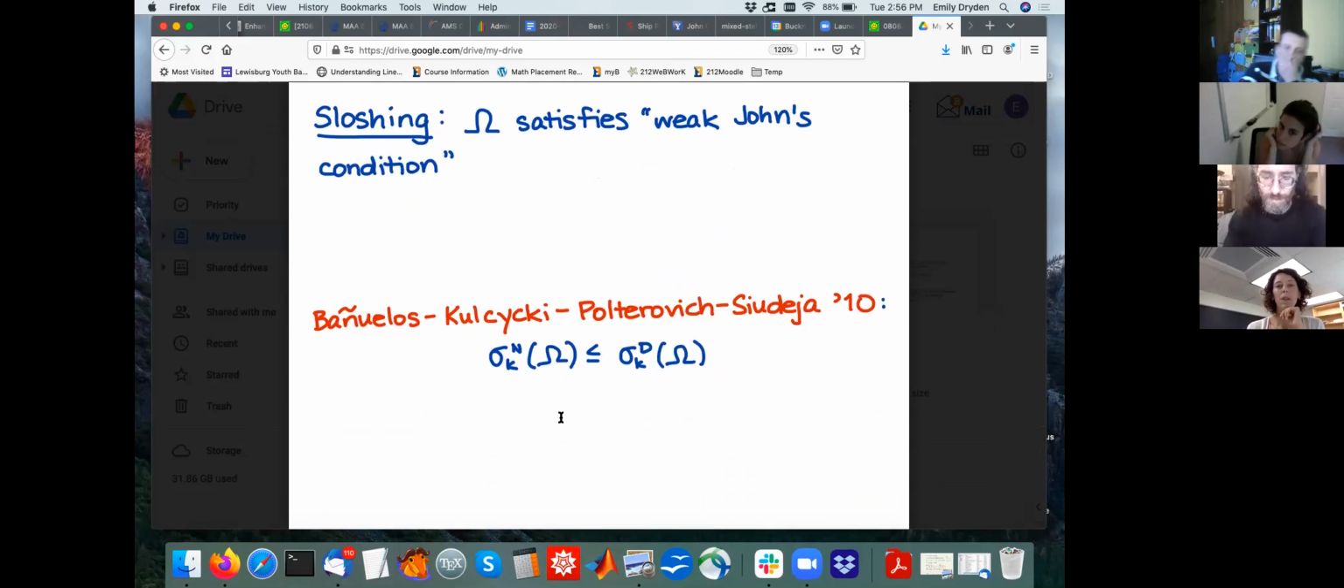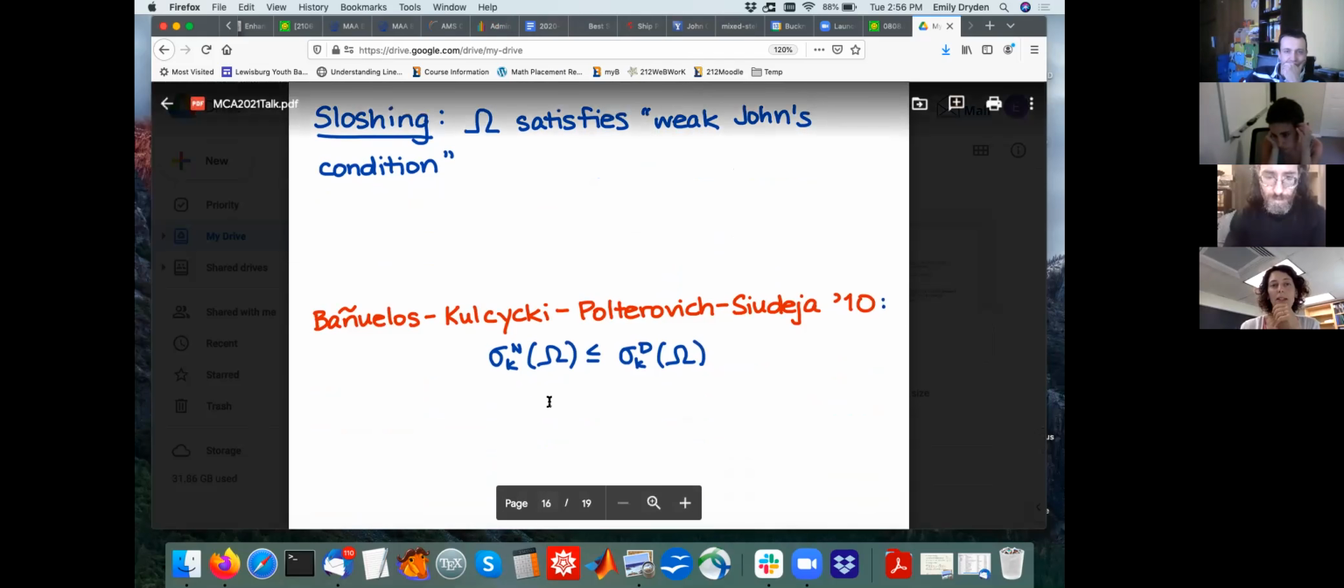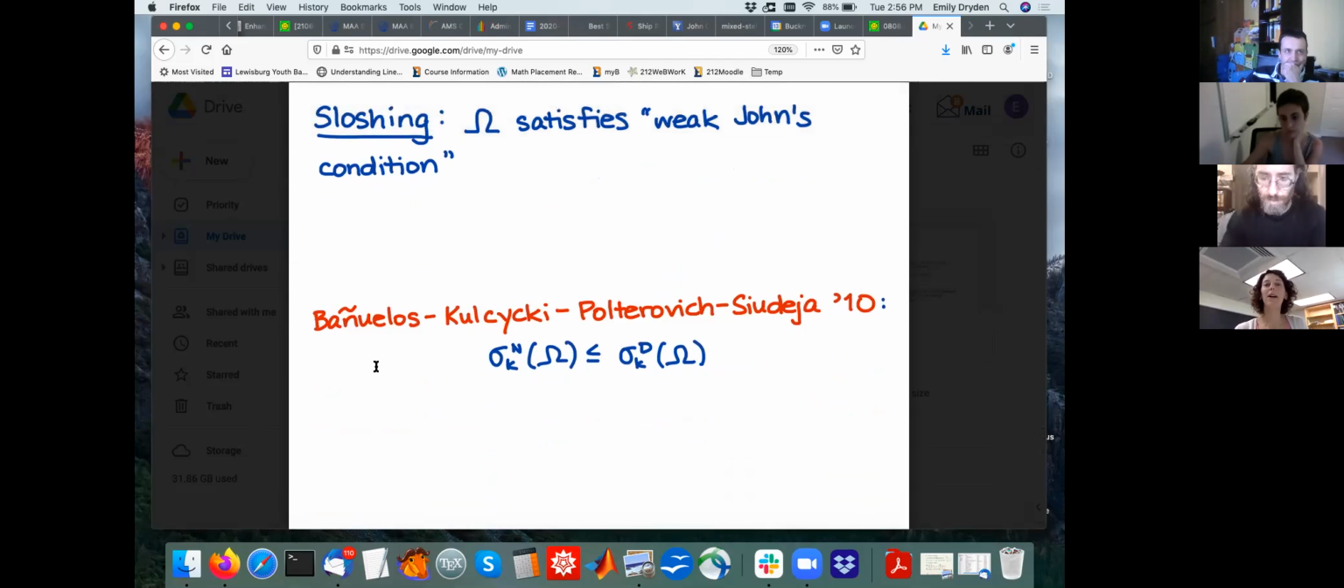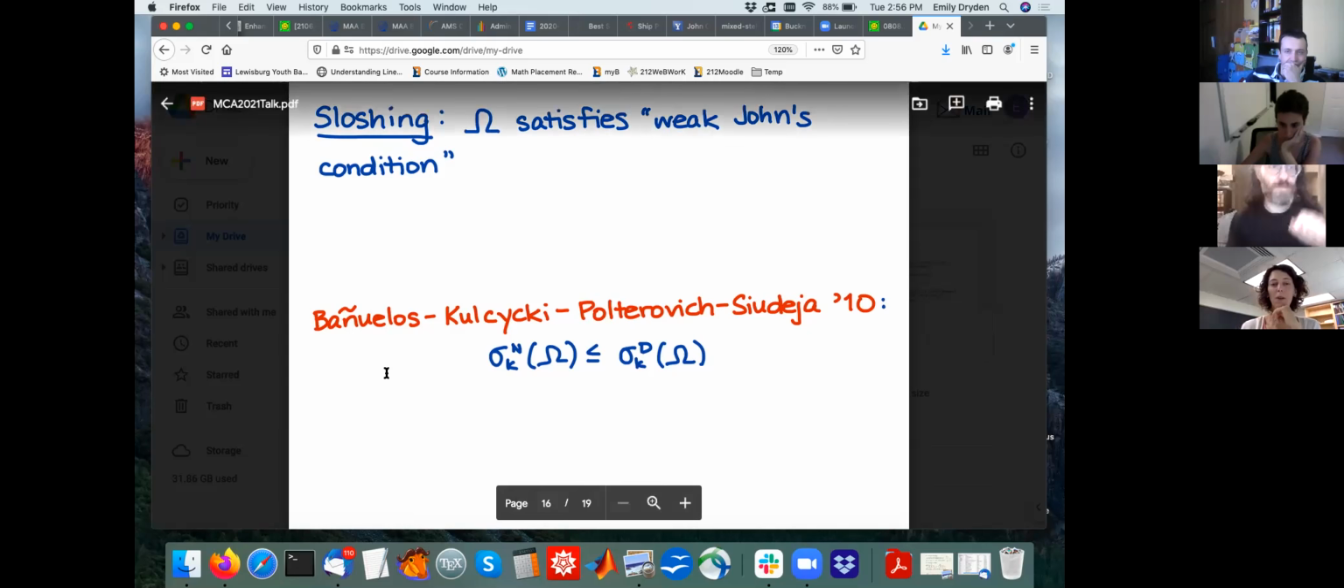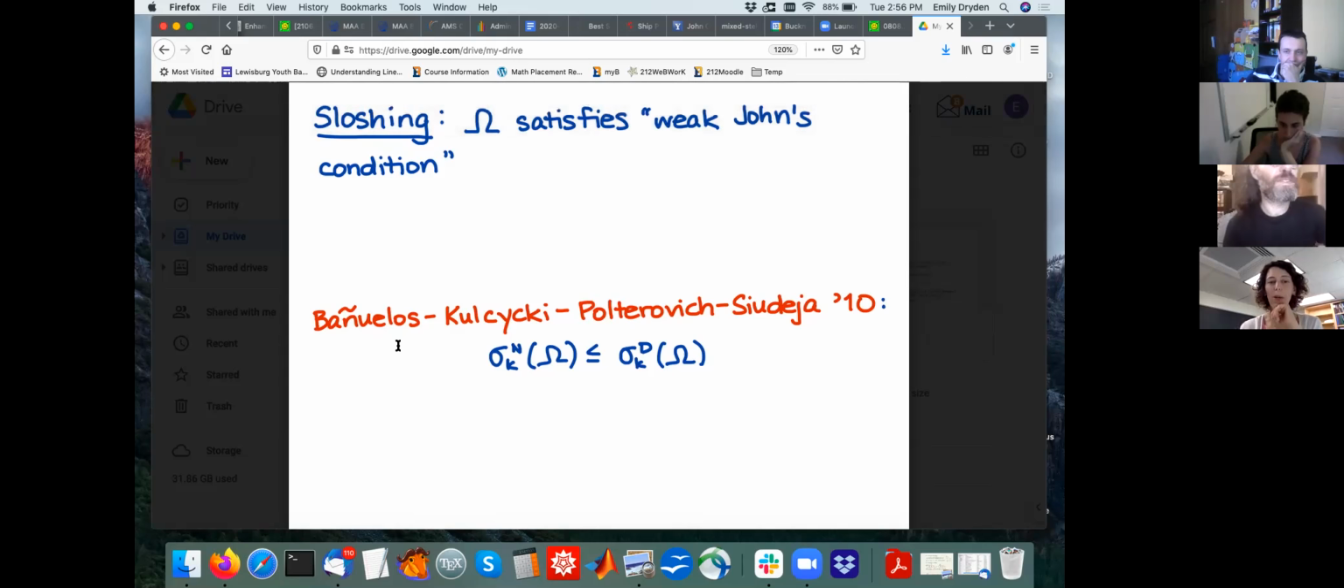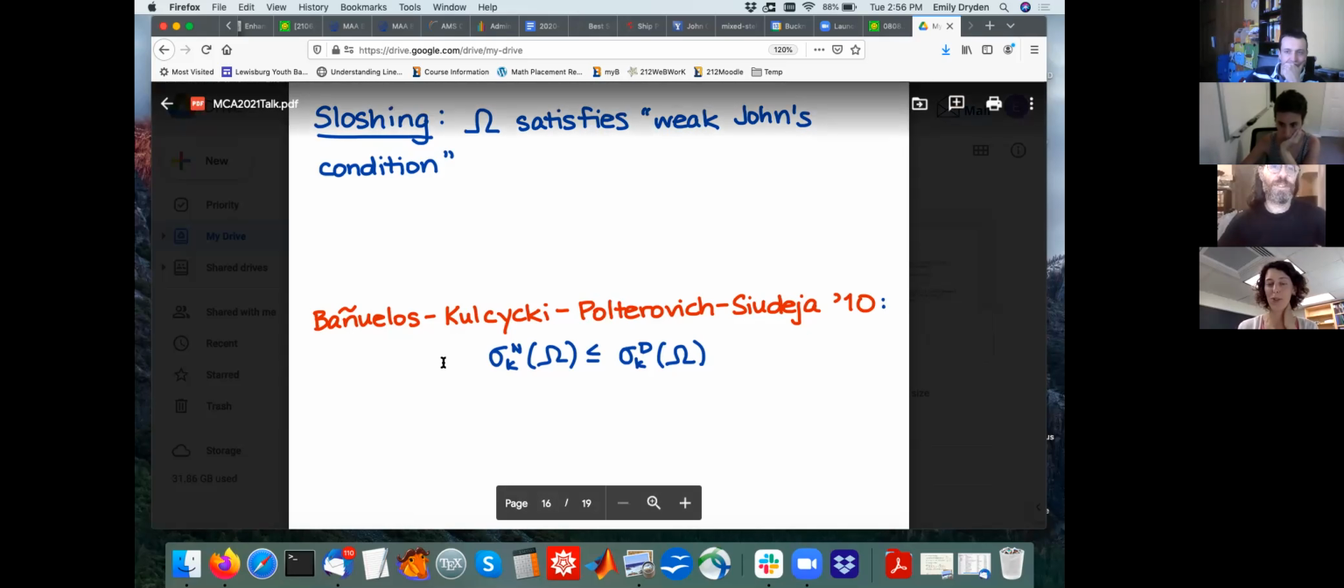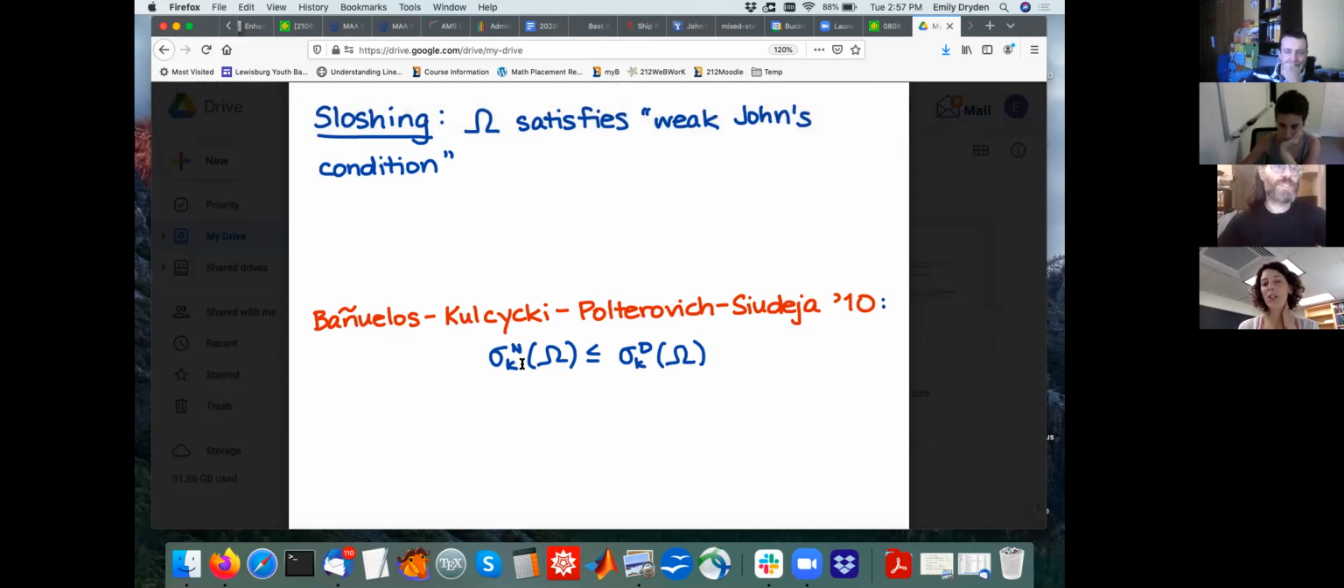Okay, so I mentioned how Steklov-Neumann is really the same as what we can think of as a sloshing problem. And in sloshing, we have this weak John's condition that lets us say something about certain types of domains. Where I first saw this was in a paper by Benuelos, Kolzitsky, Polterovich, and Siudeha from 2010, where they showed that in dimension 2, the kth Steklov-Neumann is less than or equal to the kth Steklov-Dirichlet.